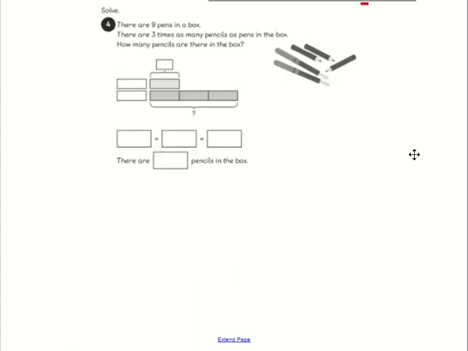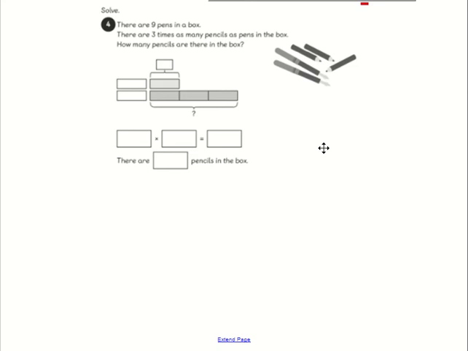Okay, so the next question, we're looking at this. What's this? Can you remember the name of it? Well done, it's a bar model. So what we're doing is we are solving. There are 9 pens in a box. There are 3 times as many pencils as pens in the box. How many pencils are there in the box?